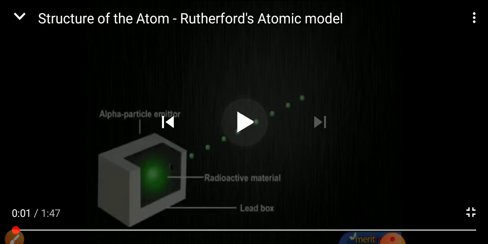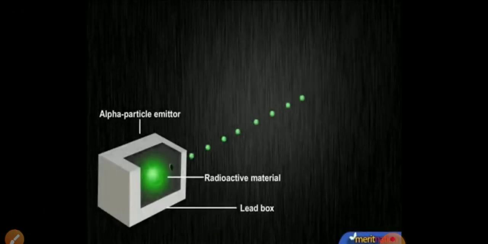So this is the experiment done by Rutherford. Ernest Rutherford conducted this experiment using a lead box in which a radioactive element is kept, that is radium, which emits alpha particles. These alpha particles go straight and fall on the gold foil, and most of the alpha particles move straight and fall on the scintillation screen.